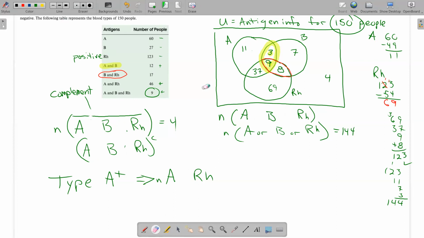So I wanted the union here. Let's go red. Union is the or. Union, union, union, union. Down here, A positive means they have the A antigen and the RH antigen. That's the intersection. And I want to count them. So another way to state that is how many people had A and is the intersection RH.